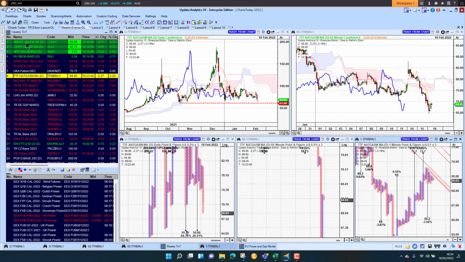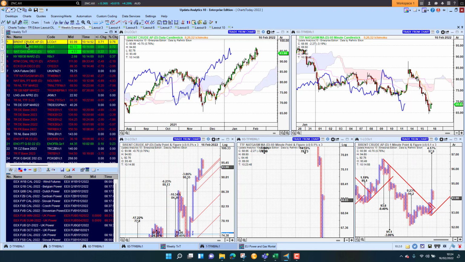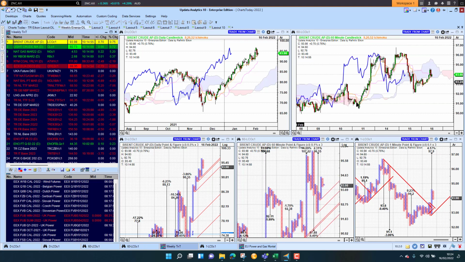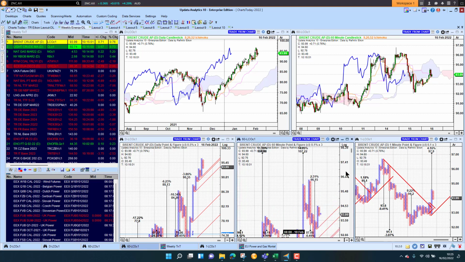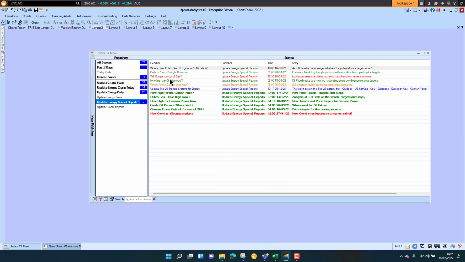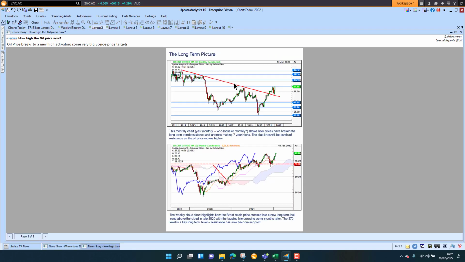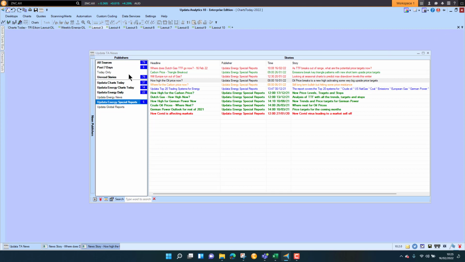So let's look at the rest of the mix. We start with Brent crude. It is higher this morning. No way that this run in oil prices is over. We've got a new upside target. The long-term targets are there. And of course, we did actually put out an oil report: how high will the oil price go now? And that was back a month ago today. We put that out, in fact, and we gave all the targets for that as well. So these reports are all there for you to look at in your system.